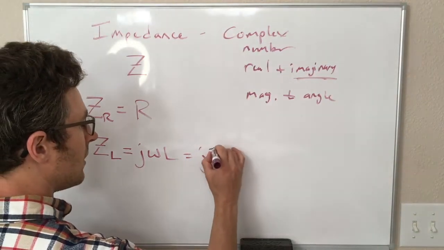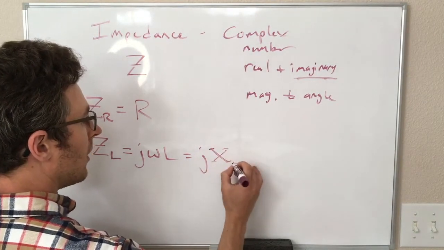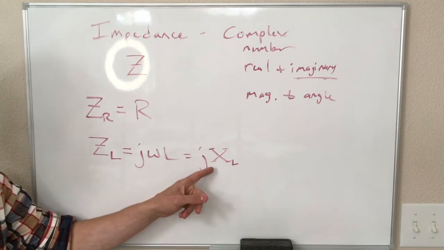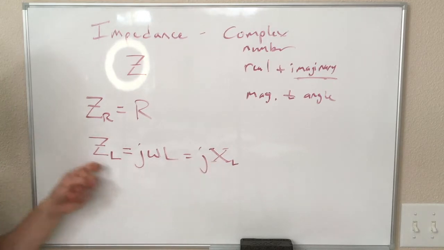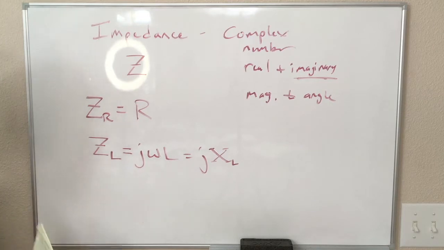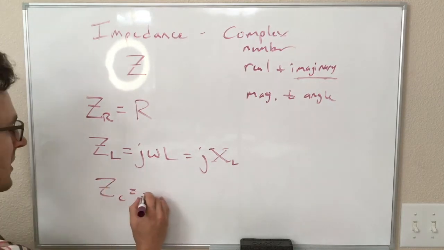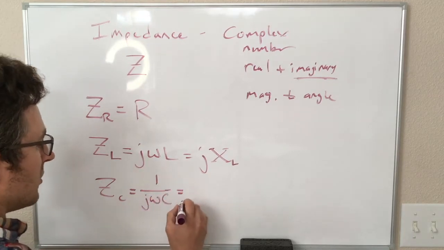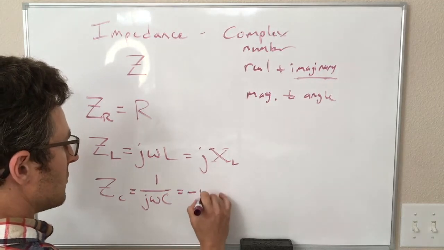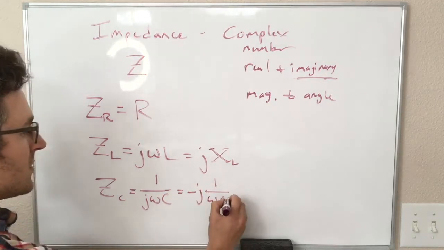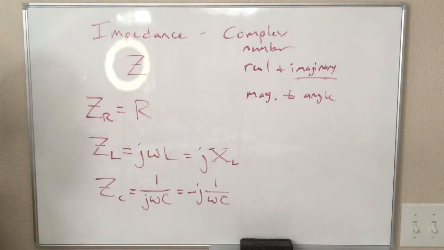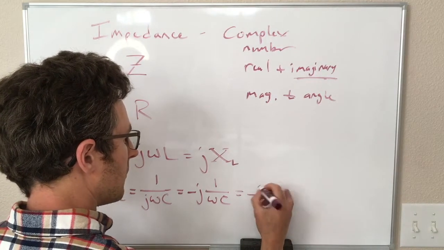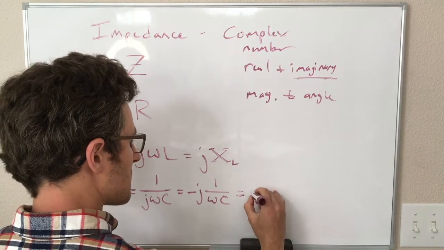It's totally on the imaginary axis, and it is equal to J omega L, and I should say this is equal to Jx. So really our impedance is related to our reactance. The reactance is just like the magnitude of the impedance for the inductor, and as we'll see, the capacitor. So our capacitor impedance is equal to 1 over J omega C, which is equal to minus J times 1 over omega C. So 1 over J is equal to minus J. So either of these are the same, and this is equal to minus J times our reactance.